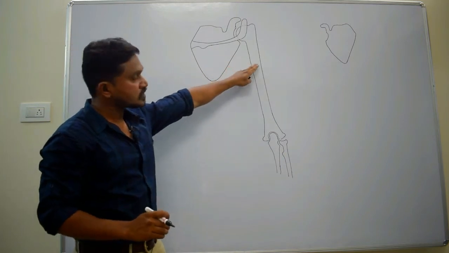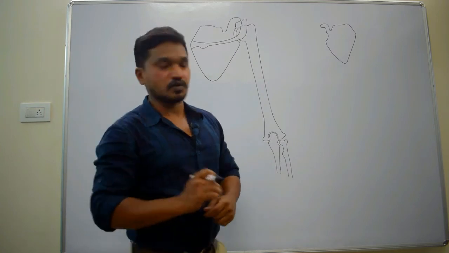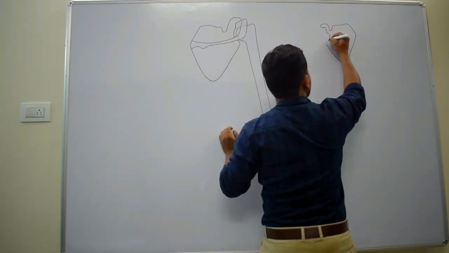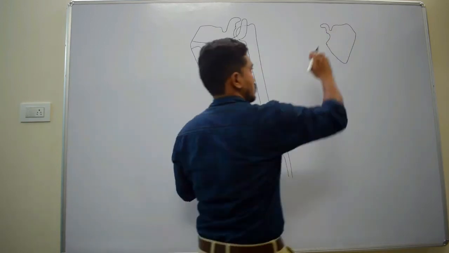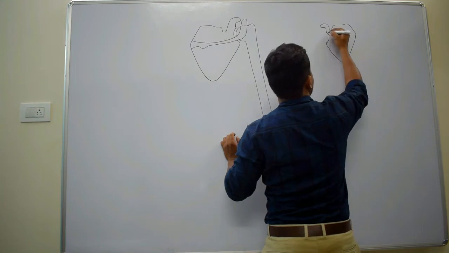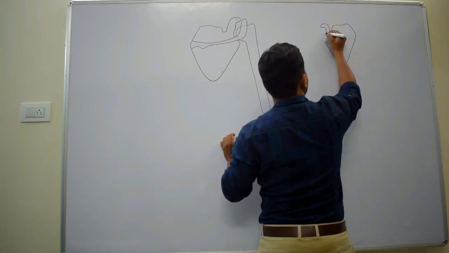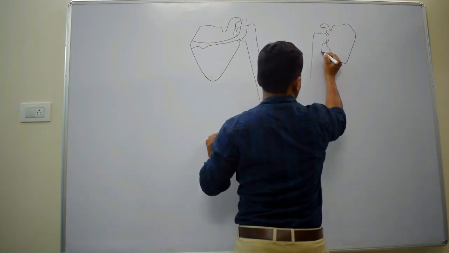This is the dorsal aspect of the scapula. This is the dorsal aspect of the humerus. Here I am going to draw the ventral aspect of the humerus, because the ventral aspect of the humerus has the lesser tuberosity, because the subscapularis muscle inserts into the lesser tuberosity. So, this is the glenoid cavity and this is the head of the humerus. This is the greater tuberosity. This is the shaft of the humerus.